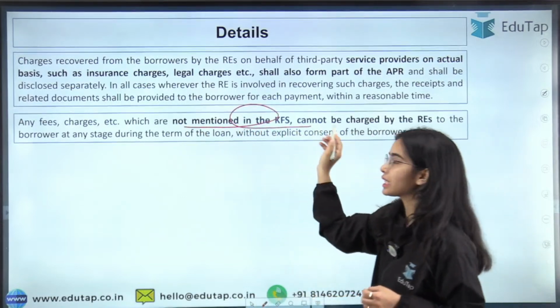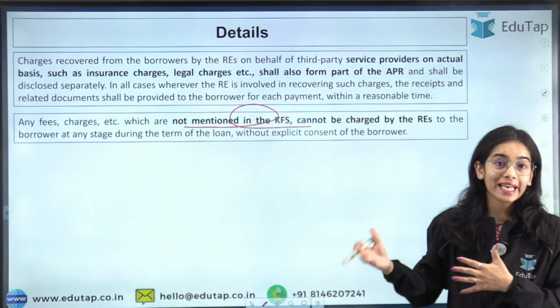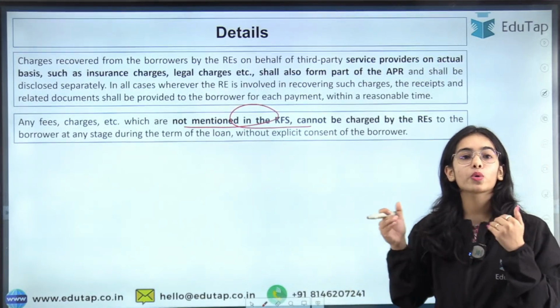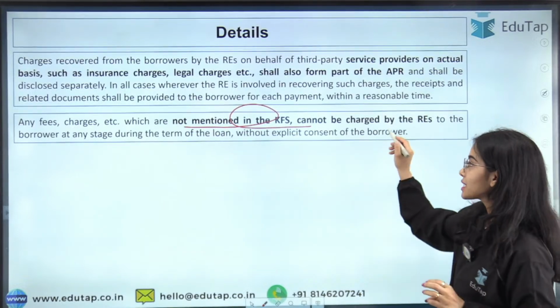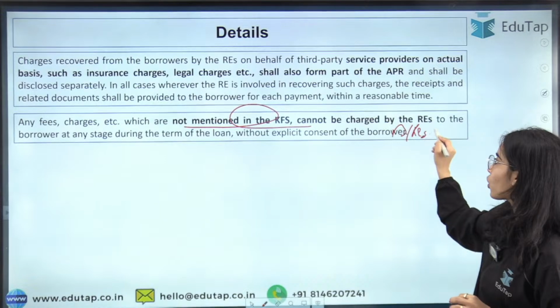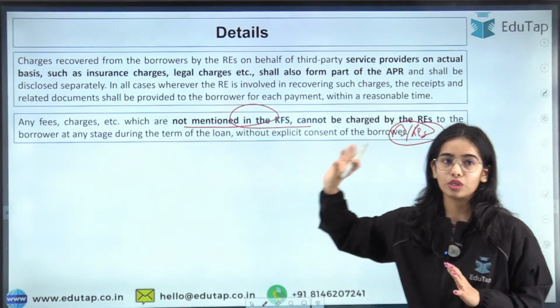Okay, next information is that any fees, charges, etc. which are not mentioned in the KFS cannot be charged by the regulated entities, but they can charge it if the borrower agrees. Otherwise, if the borrower is not agreeing, then the regulated entities cannot charge any additional charges at any stage during the term of the loan.